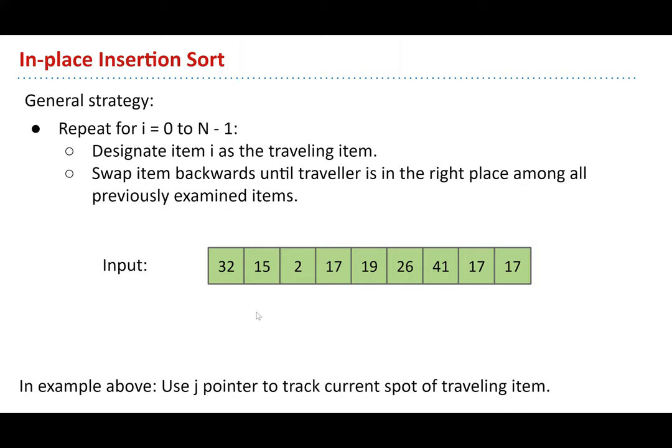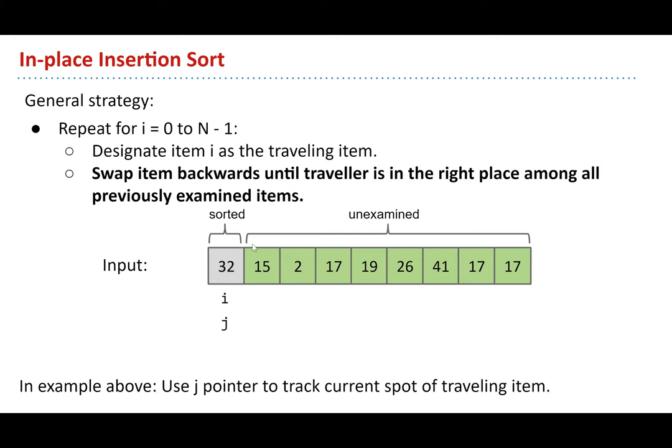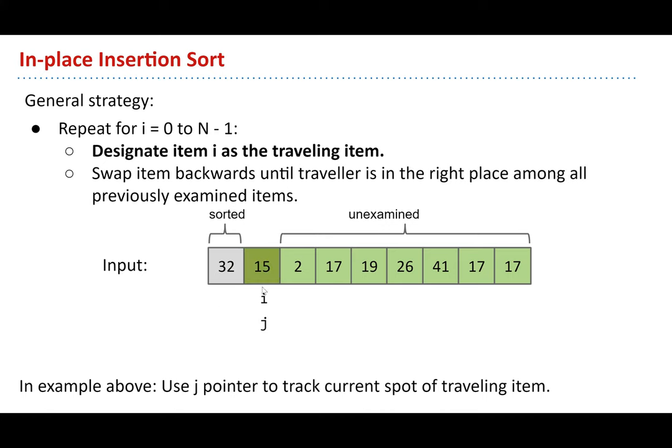I'm going to take J and say, this is the current spot of the traveling item. And I equals 0 is that traveling item. Right now, there's nothing to do. It's trivial. But once we get to 15, the idea is that among all the items that have been considered, 32 is sorted. It's by itself, right? If you think about it, this is the universe of the sorted things so far, that part's sorted. And then I'm going to take 15, and now it's the traveler.